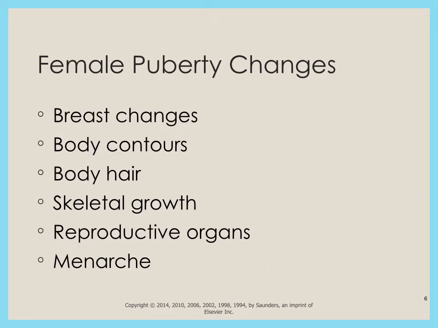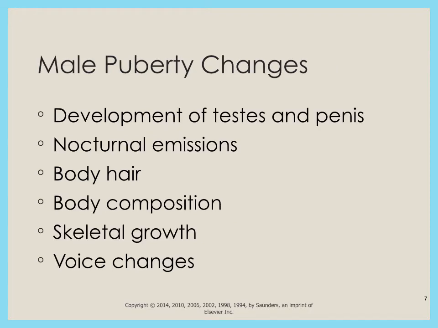Female puberty changes include changes to the breast, a woman's body contours, body hair, skeletal growth, changes to the reproductive organs, and of course, menarche being a symbol of puberty. Male puberty changes include development of testes and penis, nocturnal emissions, body hair, body composition, again, changes to skeletal growth, and voice changes.